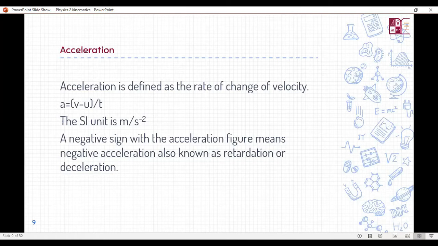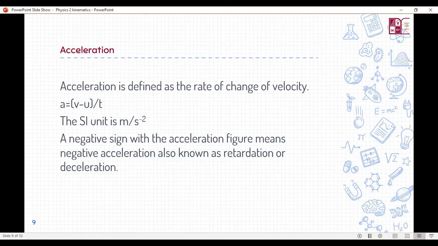Acceleration is defined as the rate of change of velocity. So the formula for which is the change in velocity upon time taken, and the change in velocity is the final velocity minus the initial velocity. So acceleration is equal to change in velocity upon time taken, which is in symbols denoted as a = (v − u)/t. Now the SI unit for acceleration is meter per second squared.